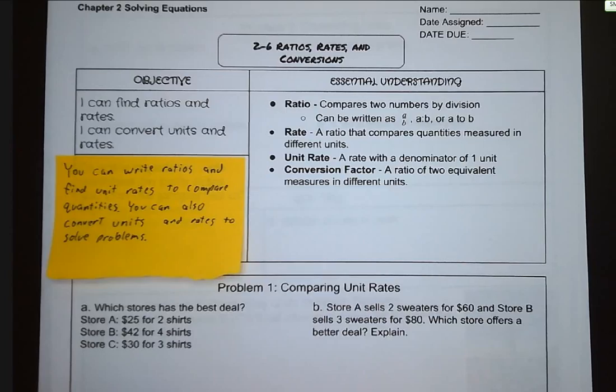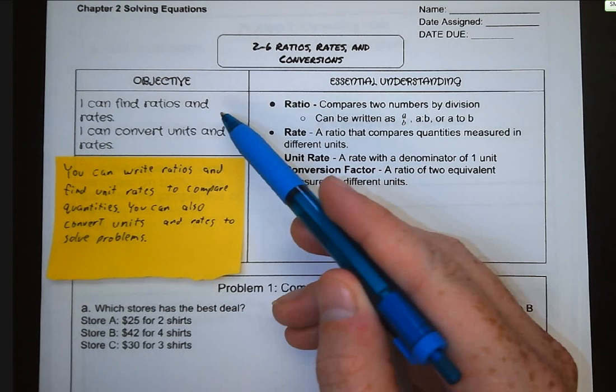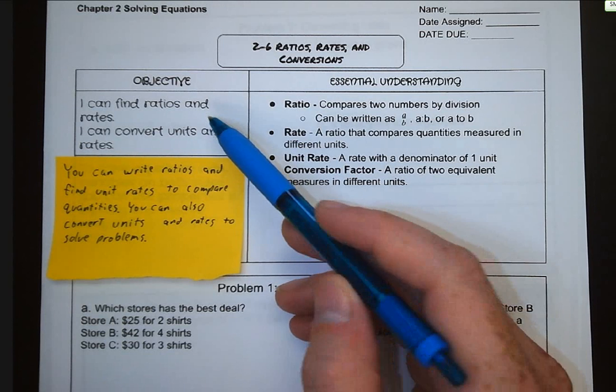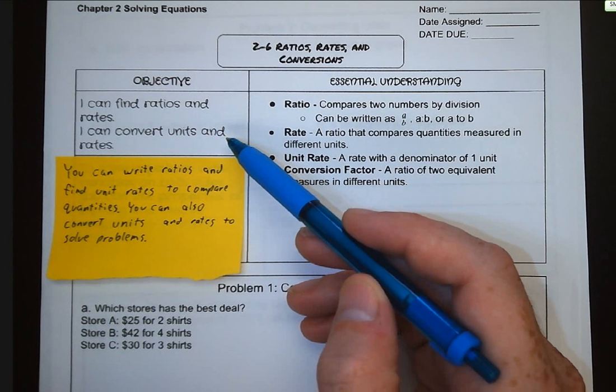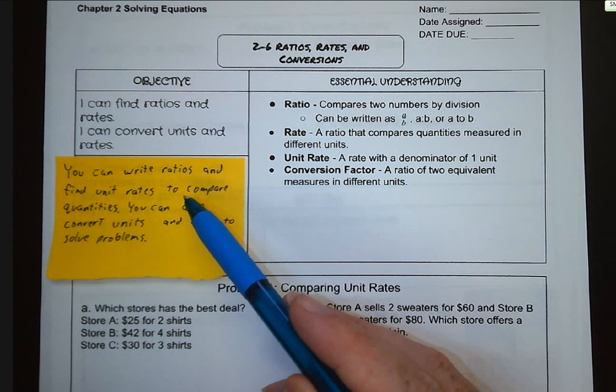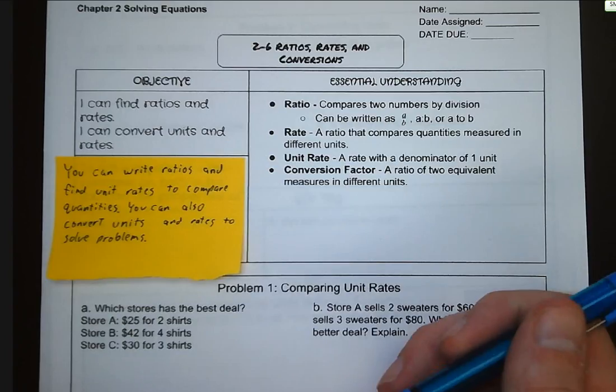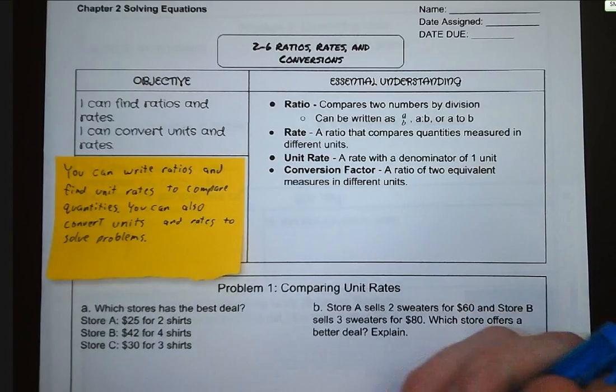Hi guys, welcome to lesson 2-6, ratios, rates, and conversions. Our objectives for today are that I can find ratios and rates, and that I can convert units and rates. Our essential understanding: you can write ratios and find unit rates to compare quantities. You can also convert units and rates to solve problems.